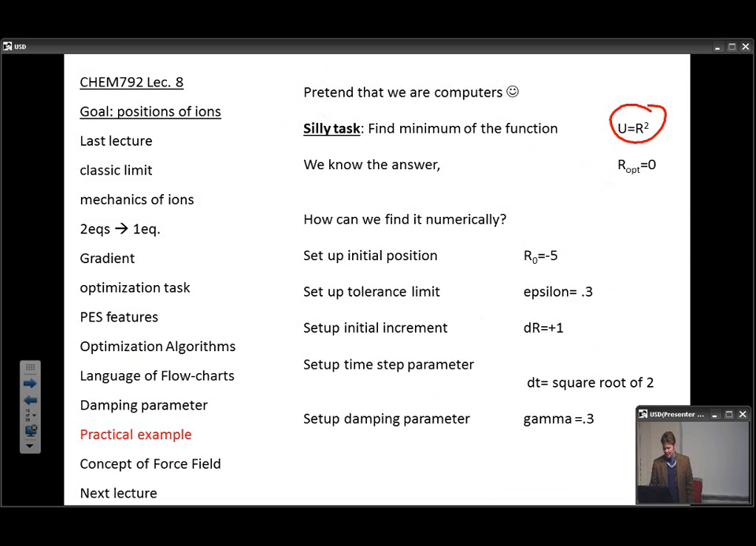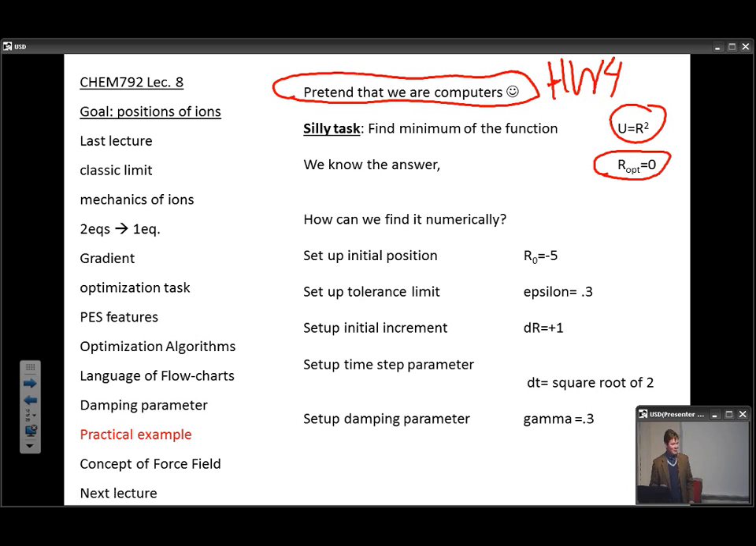Okay, so here is our potential energy surface, and it is the answer that we want to get. So we want to achieve this answer by this procedure. We are going to pretend that we are computers and follow this algorithm ourselves. So I will try to do it myself here in class, and homework number 4 will be the same game for you, trying to pretend that you are computers.